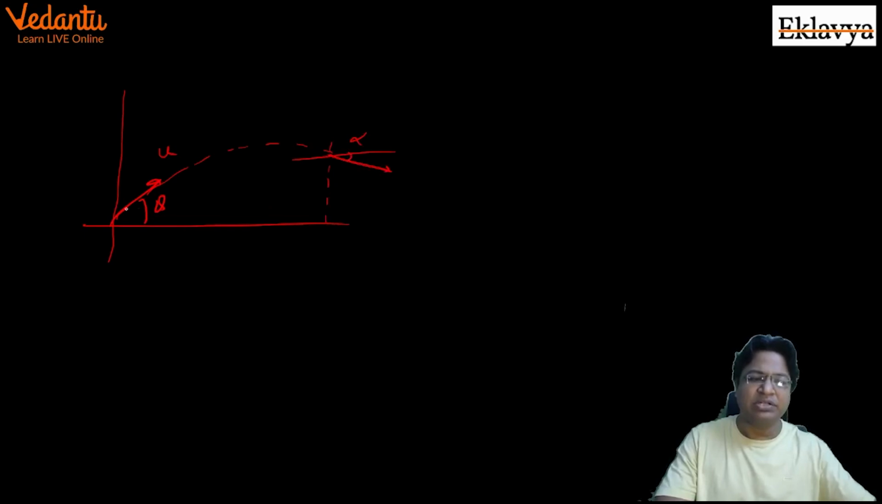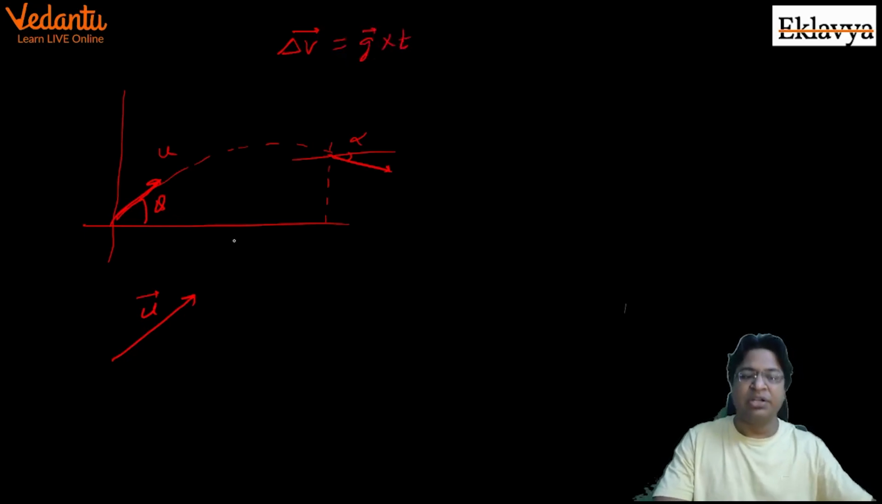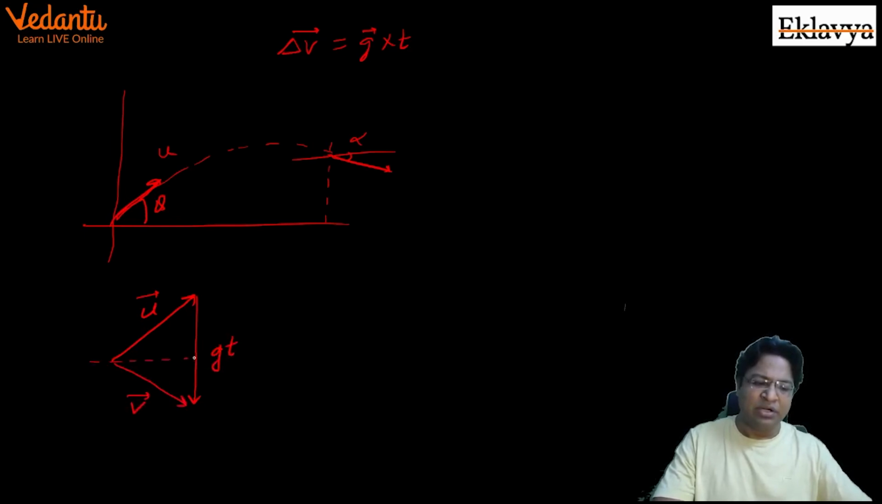So let's try to understand, guys. This is the initial velocity, this is the final velocity, considering this moment as the final moment. Now understand this. In the initial velocity vector, the change in velocity vector, delta v, would be g vector into the time taken. And g is a vertical vector, a vertically downward vector. So this gt vector is a vertical vector, and this is what we get as the v vector. So this angle is alpha and this angle is theta.